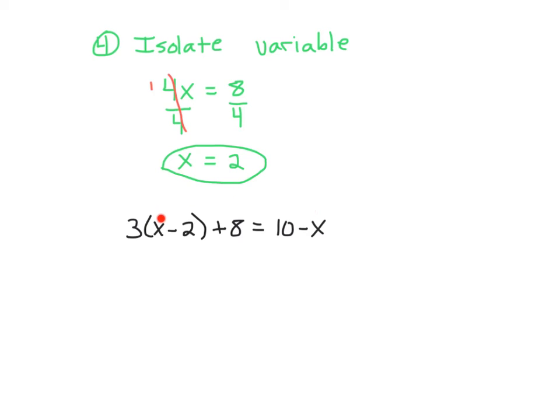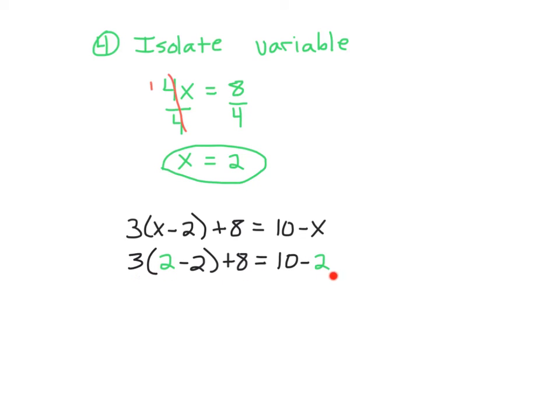So wherever I have an x, I'm going to put a 2. I have one there and there. I'm now going to replace them with my solution of 2. When I do that, I end up with 3 times the quantity 2 minus 2, so I substituted in my x as a 2, plus 8 equals 10 minus 2. So again, I took the 2 here, which is equal to x, and I simply plugged it in for the 2 x's here and here.